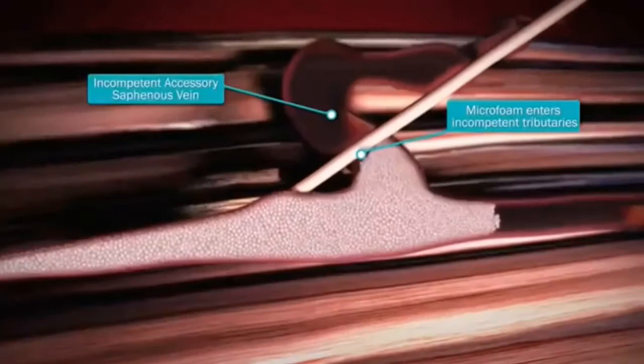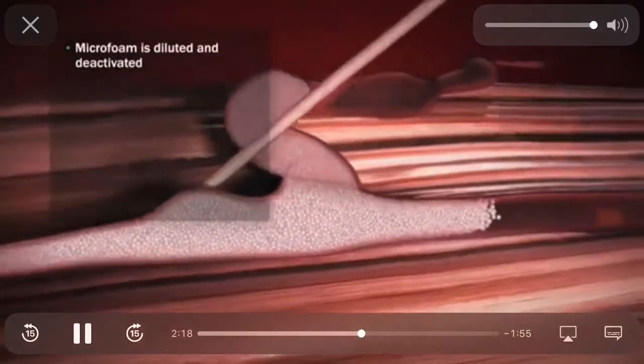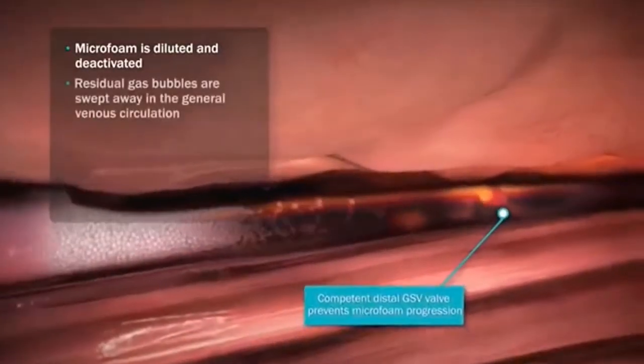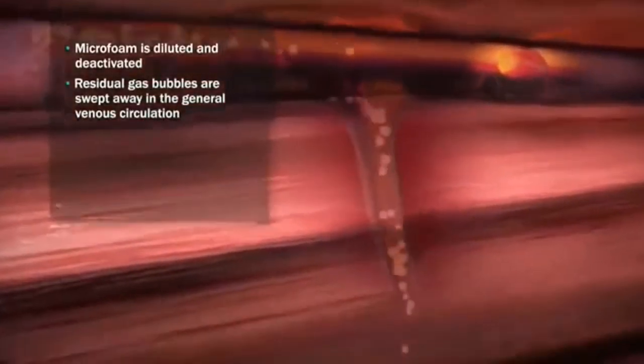Proximal pressure is applied to the GSV so that as the lumen contracts, the microfoam is forced distally past the injection site into other incompetent tributaries. As the microfoam encounters competent veins, it slowly mixes with blood. The microfoam is diluted and deactivated. Residual gas bubbles are swept away in the general venous circulation.